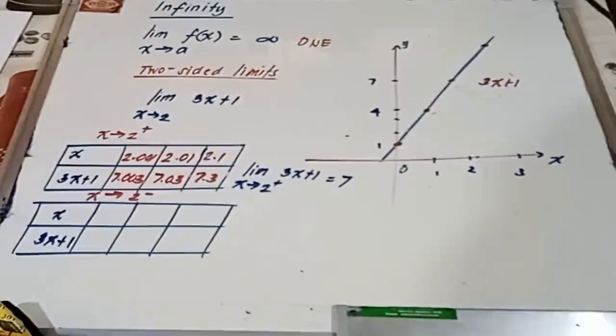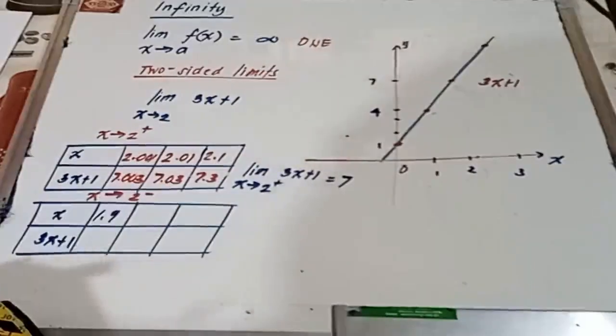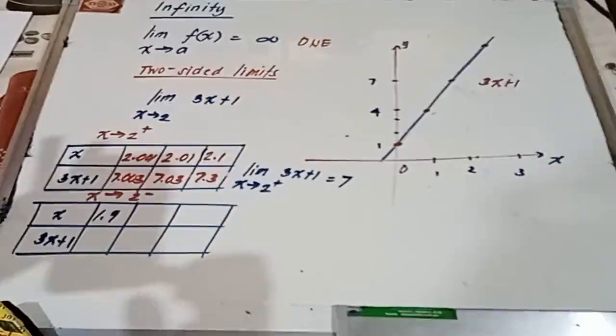Ibig sabihin, less than 2 ang values na i-assign natin kay x. And let us investigate kung ano nangyayari dun sa ating function. Kung nag-a-approach pa siya sa certain limit. Okay. Let's say 1.9. If x is 1.9, that is 3 times 1.9 plus 1, we have 6.7.